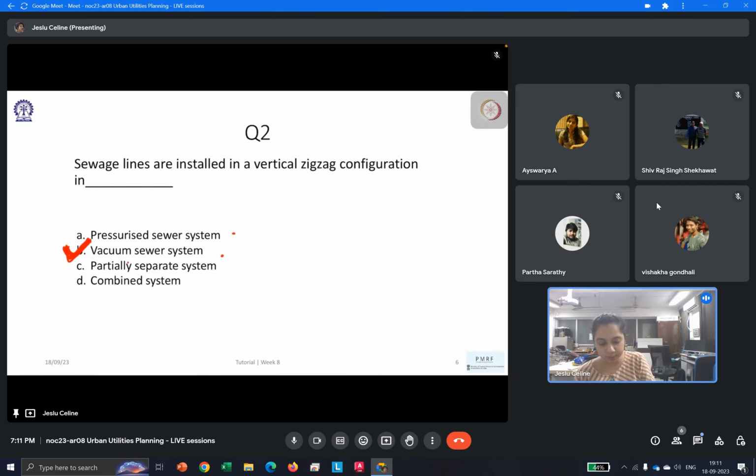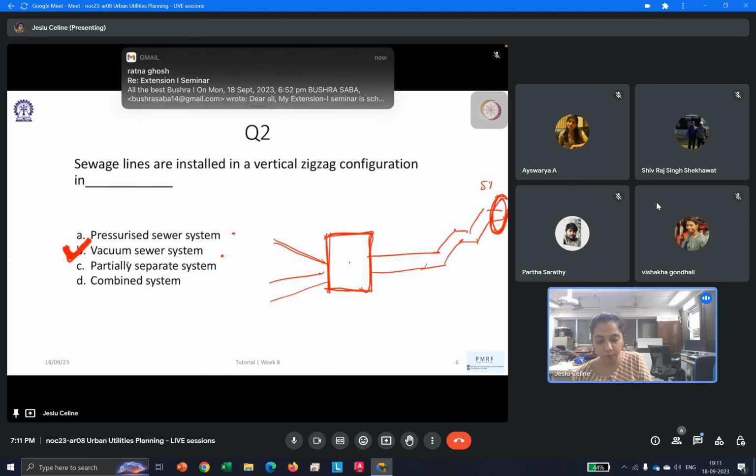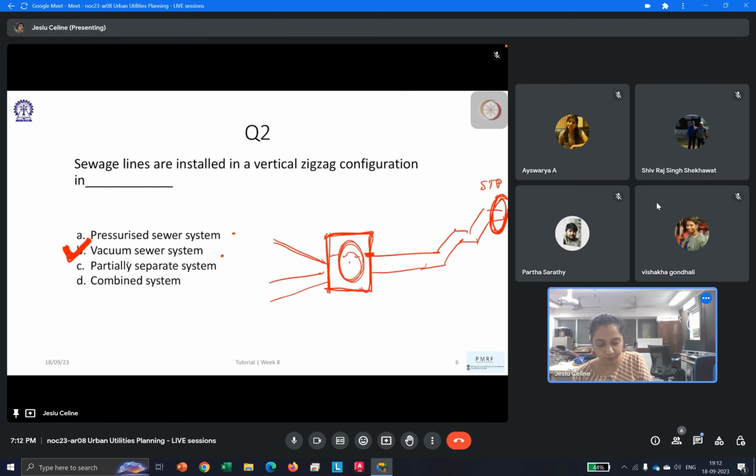So the concept is that you have a box where all the residential sewage from multiple sewer lines gets collected, and then let's say this is the zigzag configuration that you have, and then you have your STP over here. In this place there is a valve where once the sewage gets accumulated to a particular height, this valve opens and then the sewage is sucked in.